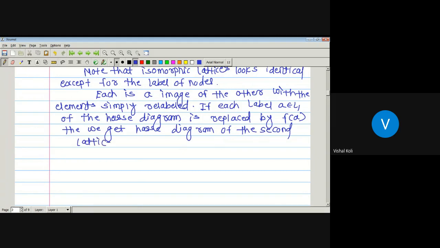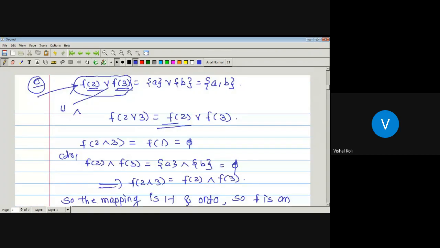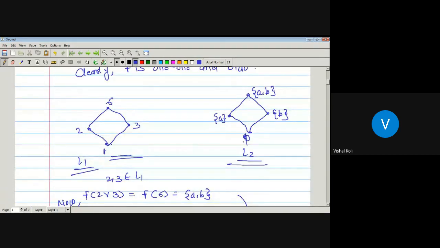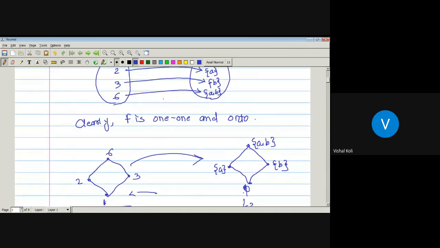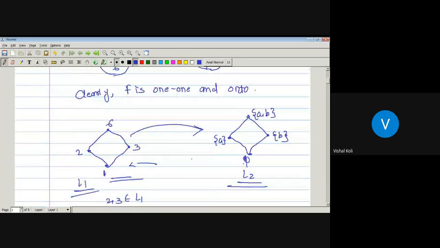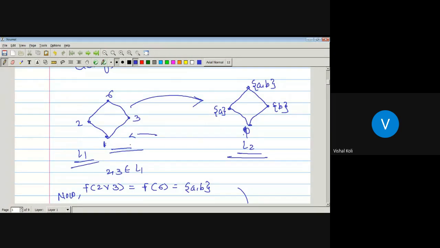Okay, if we have an isomorphism from L1 to L2 and Hasse diagram of L1, then the Hasse diagram of L2 is obtained by this L1. Just we have to draw the same diagram as in L1 and we have to label. F of 1 is nothing but phi, f of 2 is singleton A, f of 3 singleton B, and f of 6 will be doubleton AB. That is we have to replace 1 by f of 1, that is phi, 2 by f of 2, that is singleton A, 3 by f of 3 singleton B, and 6 by f of 6, the doubleton AB. So in this way we can draw the Hasse diagram of the second lattice.